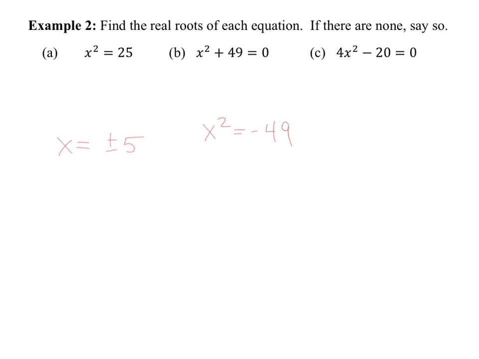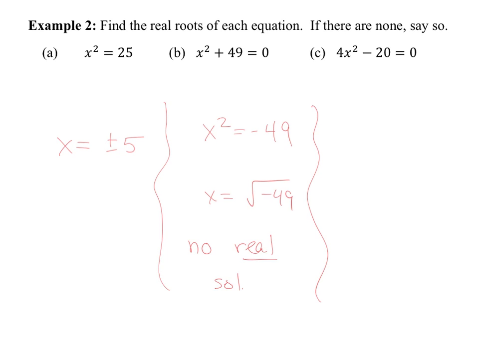So before you take the square root, you've got to isolate x squared. Because in part B, x squared is being added to 49, you can't actually square root it yet. You've got to move the 49 over. And then as a result, we try to say, well, it's just the square root of negative 49. But right now, we don't know how that works. So we say no real solution.